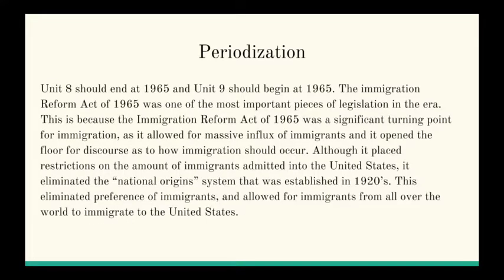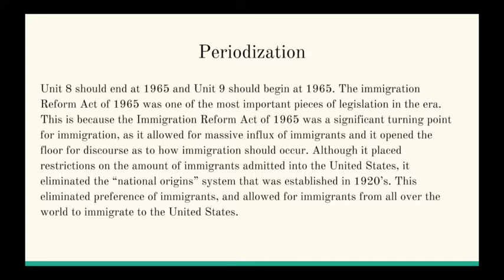For our periodization, we decided that Unit 8 should end and Unit 9 should begin during 1965 due to the Immigration Reform Act of 1965. It was a significant turning point for immigration because it allowed for a massive influx of immigrants and it opened the floor for discourse as to how immigration should occur.